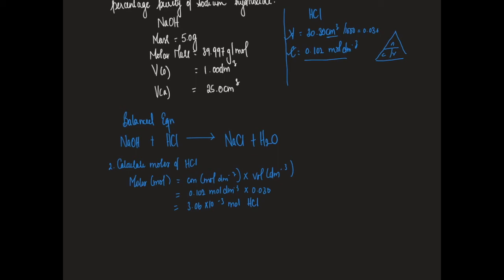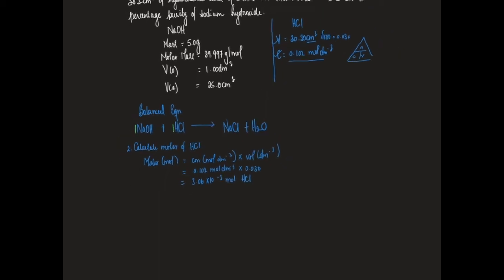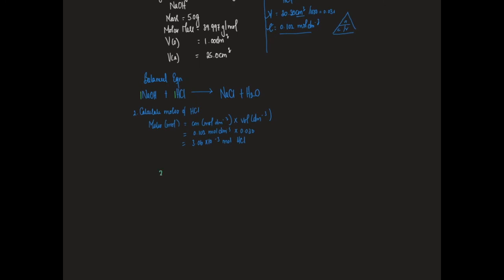And now that we know the number of mole of hydrochloric acid, we can go on and find out the number of moles of sodium hydroxide. As you can see above here, there's a 1-to-1 ratio. So 1 mole of sodium hydroxide reacts with 1 mole of hydrochloric acid. So that should tell us that 3.06 by 10 to the negative 3 moles of HCl is equal to 3.06 by 10 to the negative 3 mole sodium hydroxide.